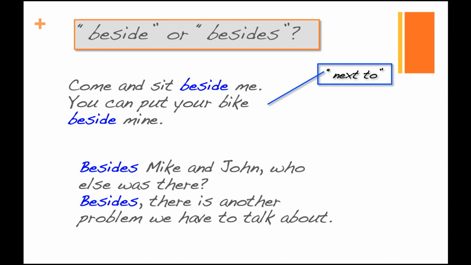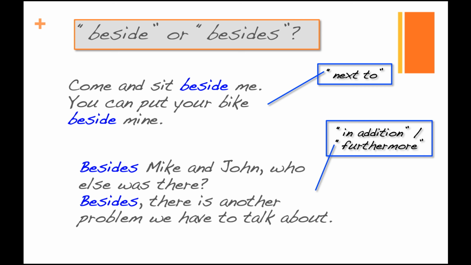Besides Mike and John, who else was there? Or you say, besides, there is another problem we have to talk about. Once more, besides Mike and John, who else was there? Or besides, there is another problem we have to talk about. Besides with the S means in addition or furthermore or maybe apart from. So in addition to Mike and John, who else was there? Apart from Mike and John, who else was there? Or besides, there is another problem we have to talk about. Furthermore, there is another problem. Moreover, what is more, there is another problem we have to talk about.